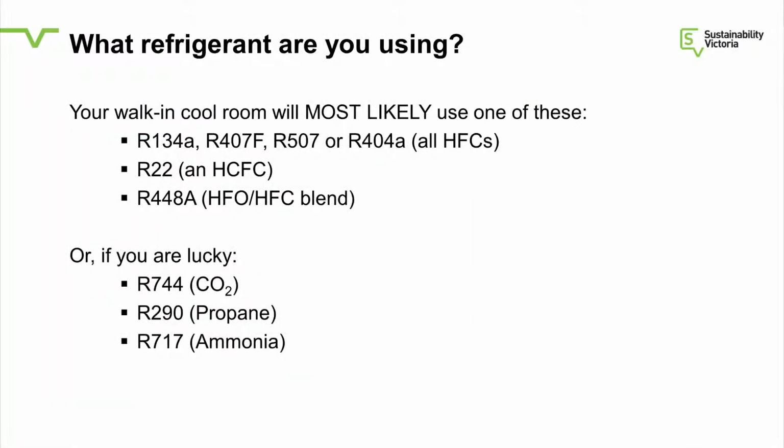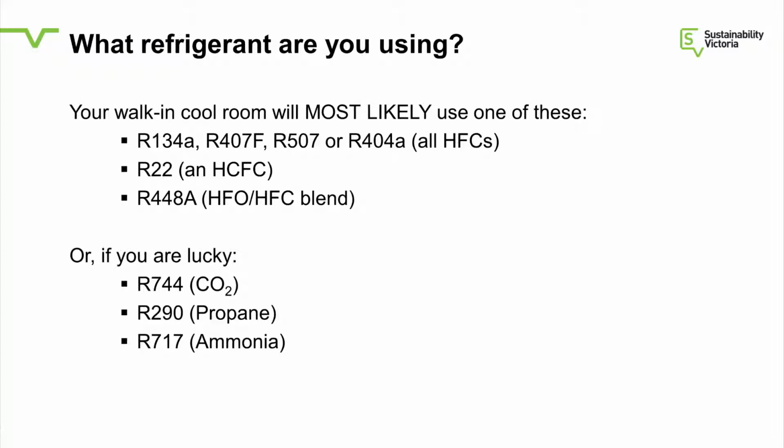So which refrigerant are you using? I get interesting responses to that. But typically this will be the answer. So most likely you'll be using gases like R134A, 407F, 507 and 404A, and all of these are HFCs, and all of these are about to be phased down or phased out. Or you could still be using R22, which is an HCFC, and that's already been phased out. So if you've got R22, you better get rid of it fairly quickly, or you may not get it.